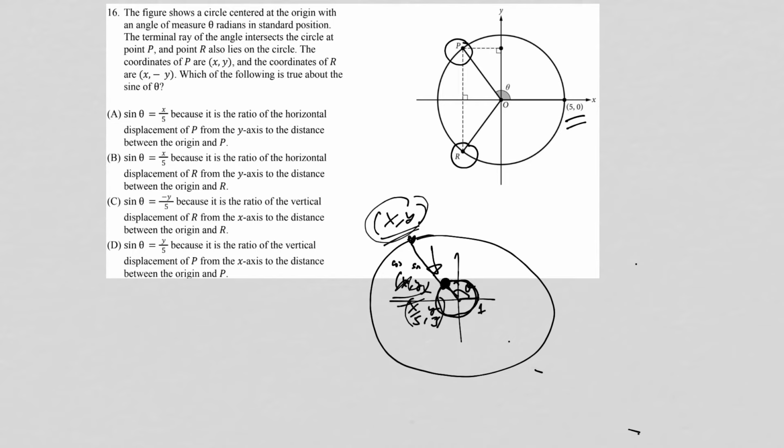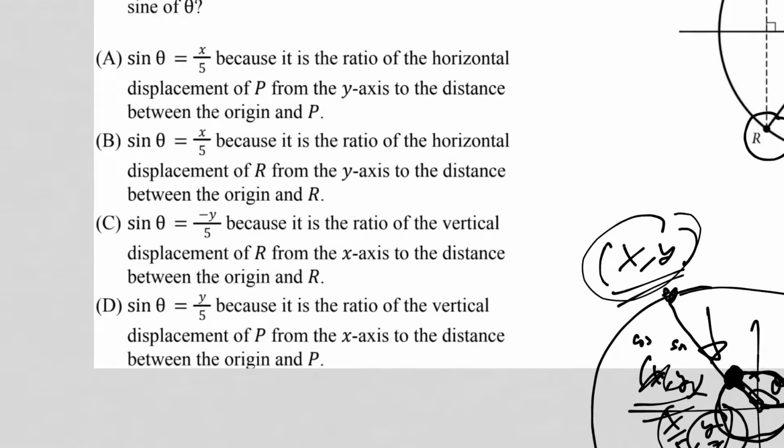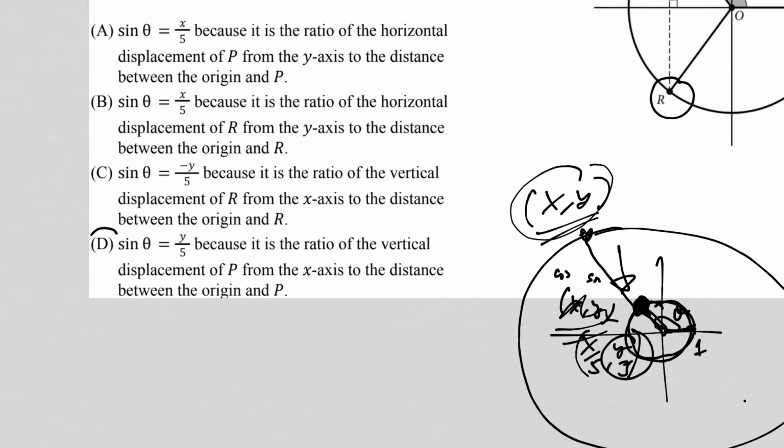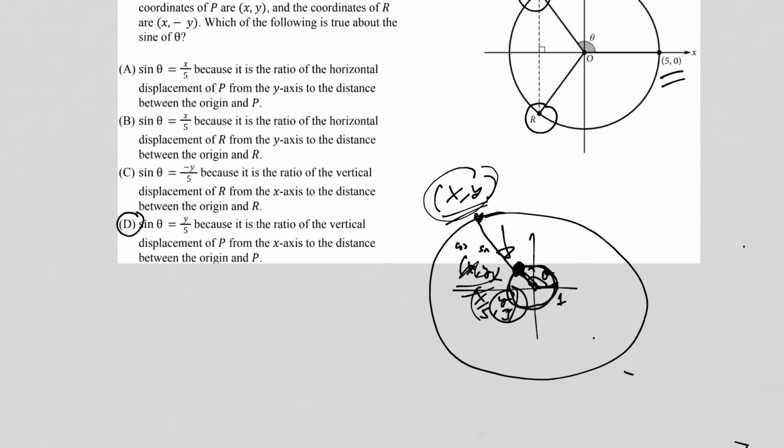On the unit circle, that would be where this angle would intersect it. So sine is actually y over 5. That's a very hard question. It's D.